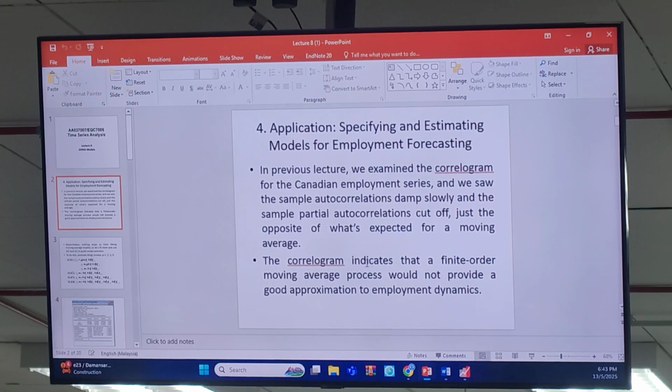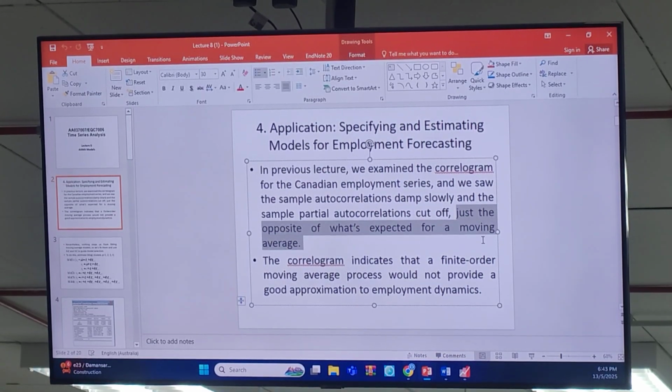So it says here the opposite of what is expected for a moving average, because it is more consistent with the autoregressive instead of moving average. Then the diagram indicates that a finite order moving average process would not provide a good approximation to employment dynamics.